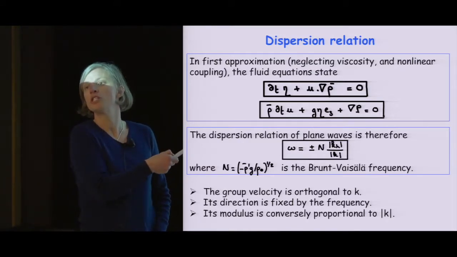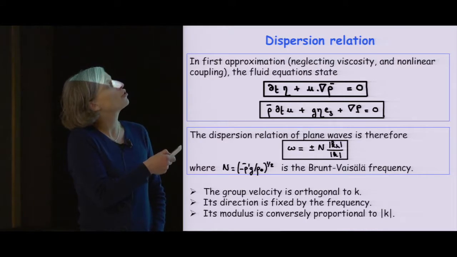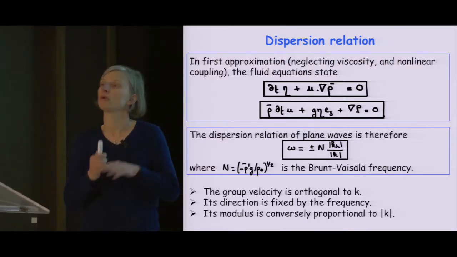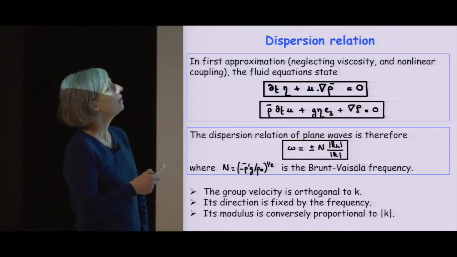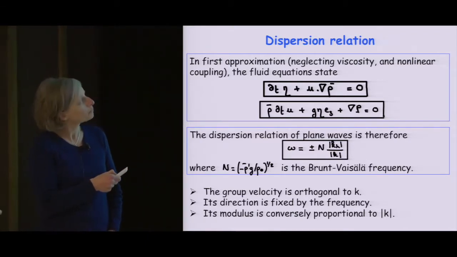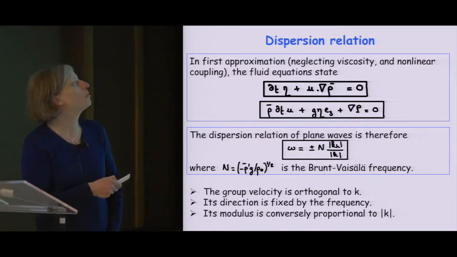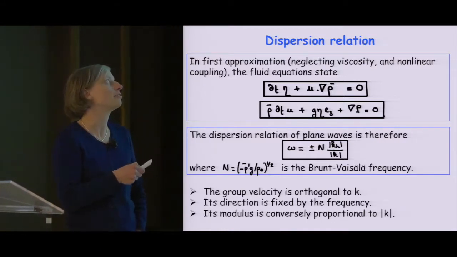Okay, so the term which is neglected here is just the divergence of u times eta, which is smaller if I just look at some very small fluctuation. Okay, and now the second equation here is just the conservation of momentum. So here this is essentially the acceleration.